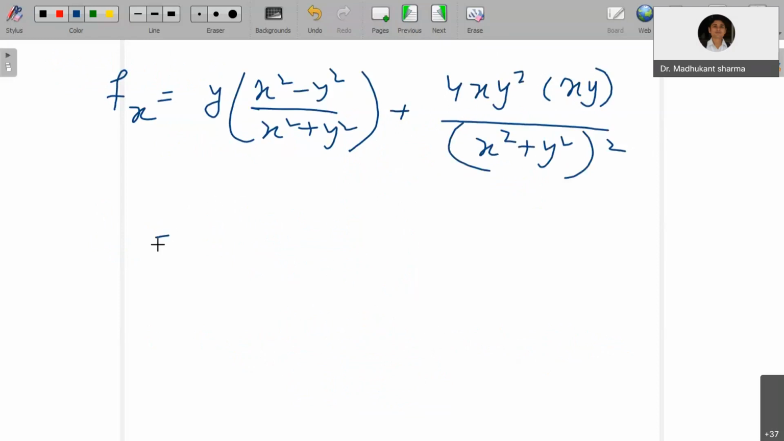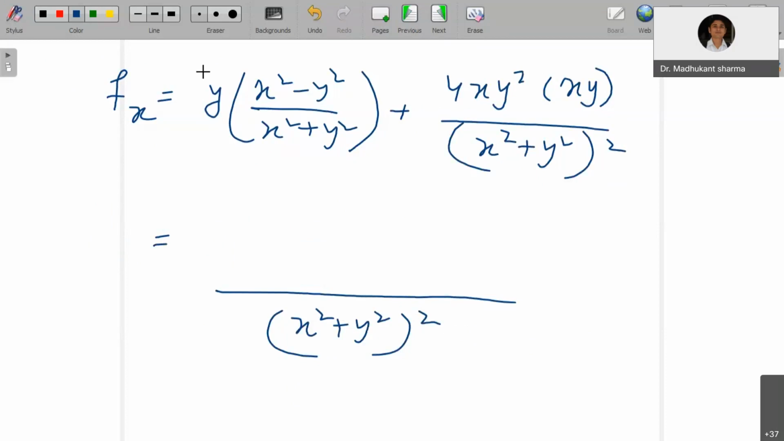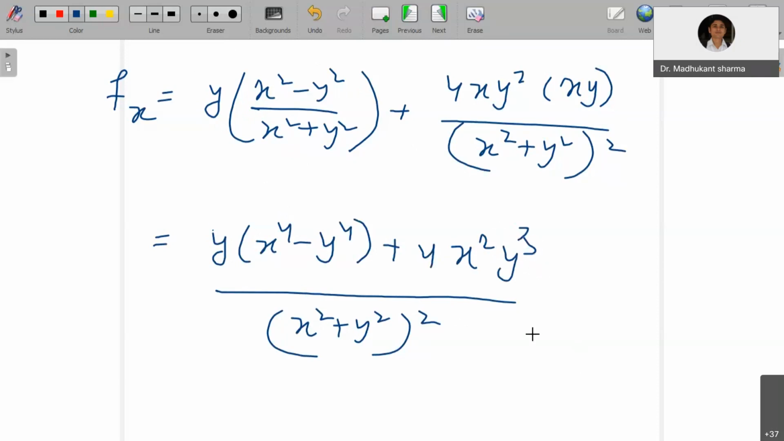Okay, now you can take a further LCM, that is (x square plus y square) whole square as an LCM here. What you will observe is y times (x square minus y square) into (x square plus y square), that is x to the power 4 minus y to the power 4, plus 4x square y cube, right? But will this help you simplify? No. Okay, let it be.